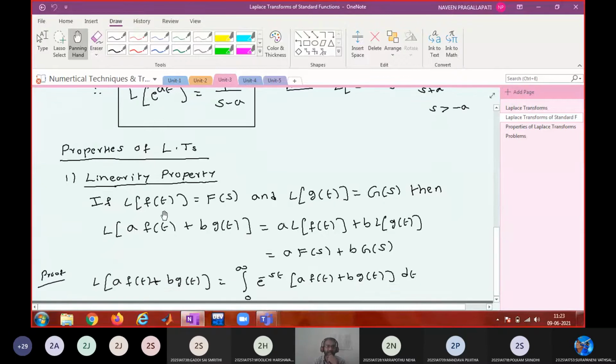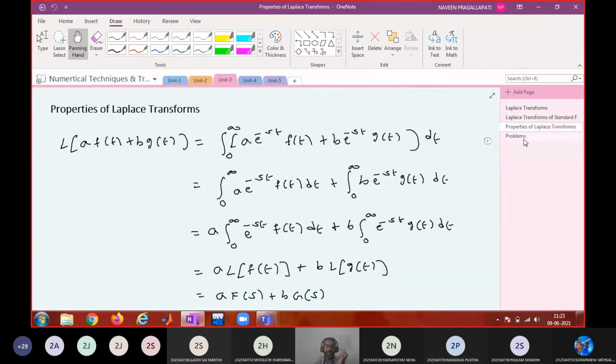It says if Laplace of f of t and Laplace of g of t are existing, then Laplace of sum is equal to sum of Laplace. Laplace of a constant times f is equal to constant into Laplace. So that means the Laplace of a linear combination can be written as a linear combination of Laplace transforms. And we have seen how effective this linearity property is in doing the problems.